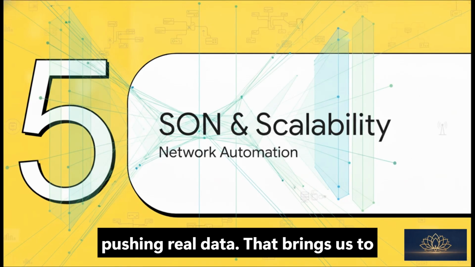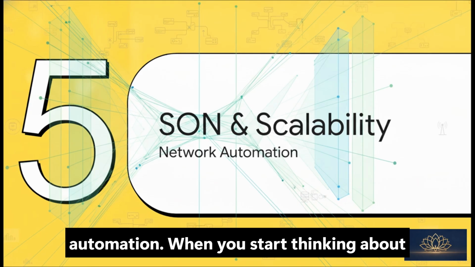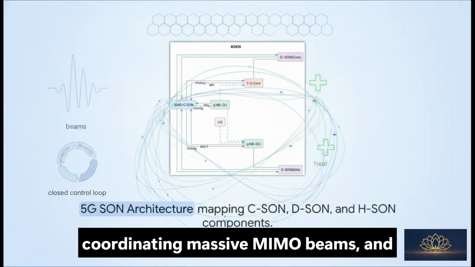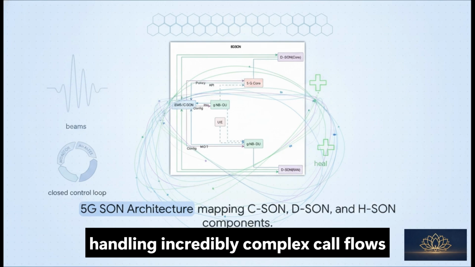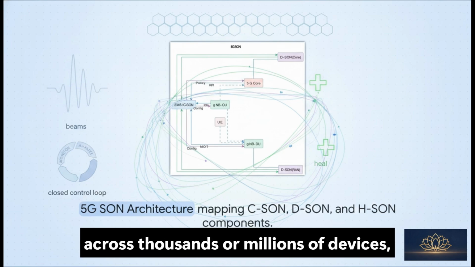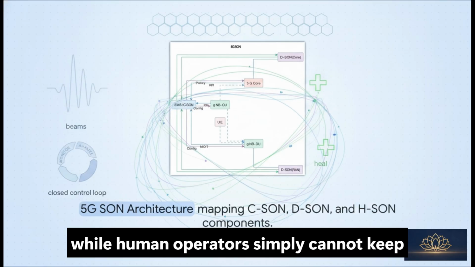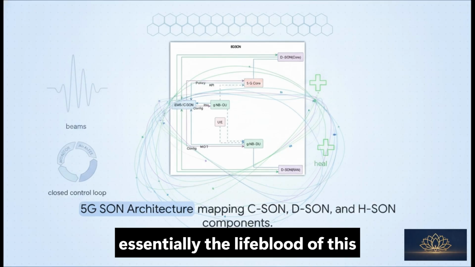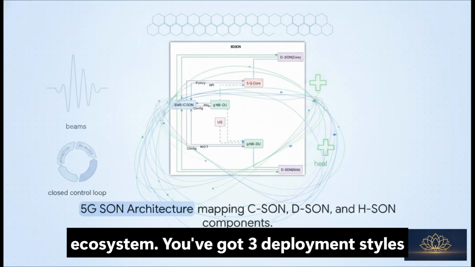That brings us to Section 5, SON, Scalability and Automation. When you start thinking about managing these microsecond slot changes, coordinating massive MIMO beams, and handling incredibly complex call flows across thousands or millions of devices, well, human operators simply cannot keep pace with that. This is why self-organizing networks, or SON, are essentially the lifeblood of this ecosystem.